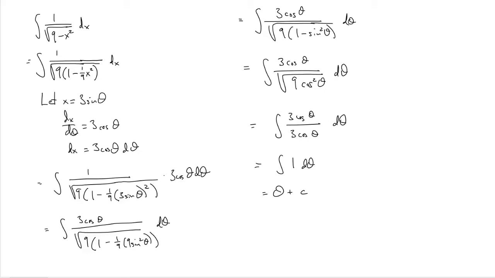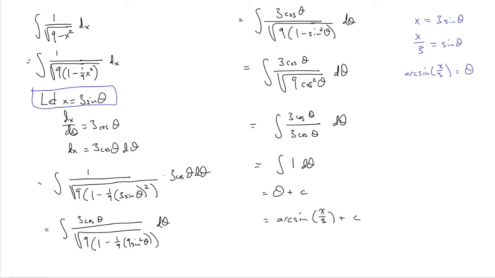We have to turn theta back into something in terms of x. Recall from the beginning that we set up x to be 3 times the sine of theta, and so x over 3 is the sine of theta after dividing both sides by 3. And that makes theta equal to the arc sine of x over 3. You could take arc sine of both sides, or you could just think about it. The angle whose sine is x over 3 is the arc sine of x over 3. And so our final answer is arc sine of x over 3 plus a constant.